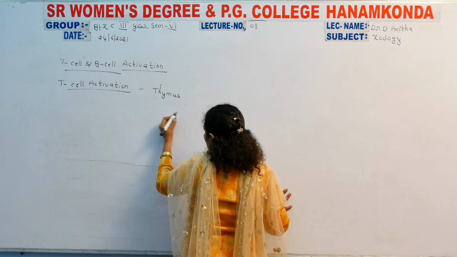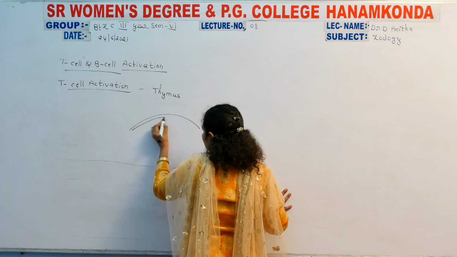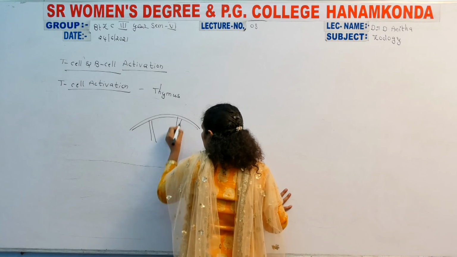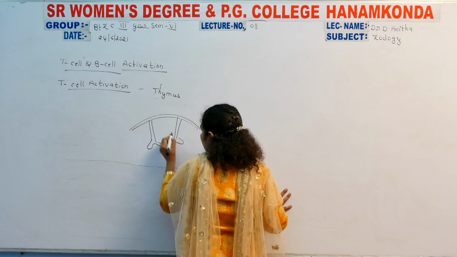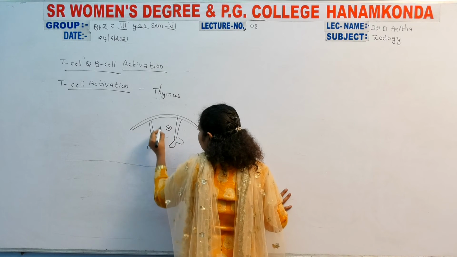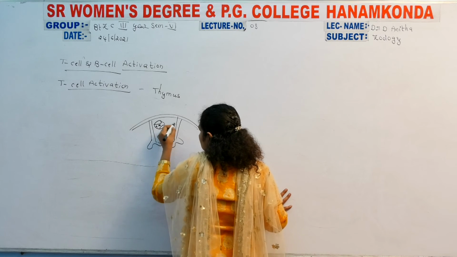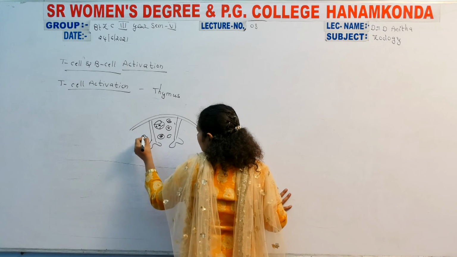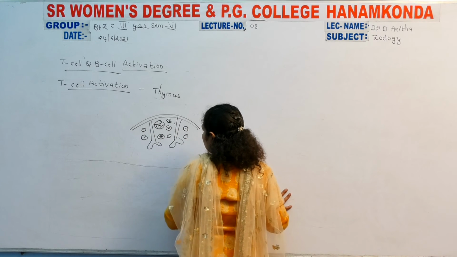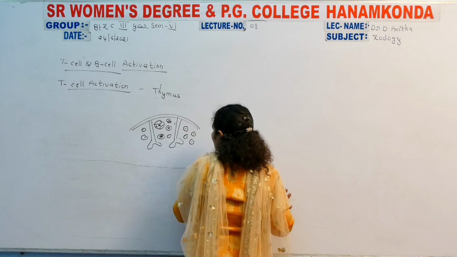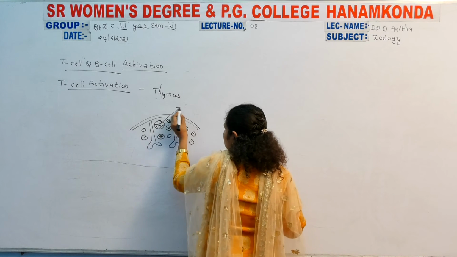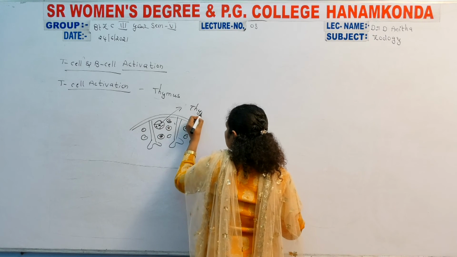The thymus is a bilobed structure. We already completed this in the previous classes. See this structure, then you can easily understand. It is the structure of the thymus gland, where the immature thymocytes are present.